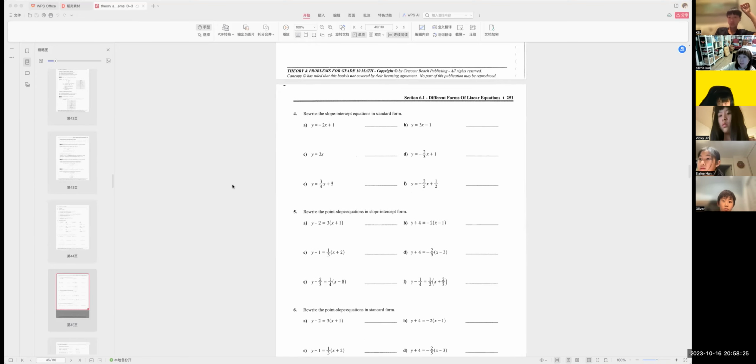You should learn both methods and derive each one yourself. Next: rewrite the slope equation into standard form. Standard form is ax plus by equals c. So we put everything together: 2x plus y equals 1. The next one is negative 3x plus y equals 0. And this one is negative three over four x plus y equals five. Understand, everybody? That's standard form. Next, rewrite the point slope equation in the slope intersection form.